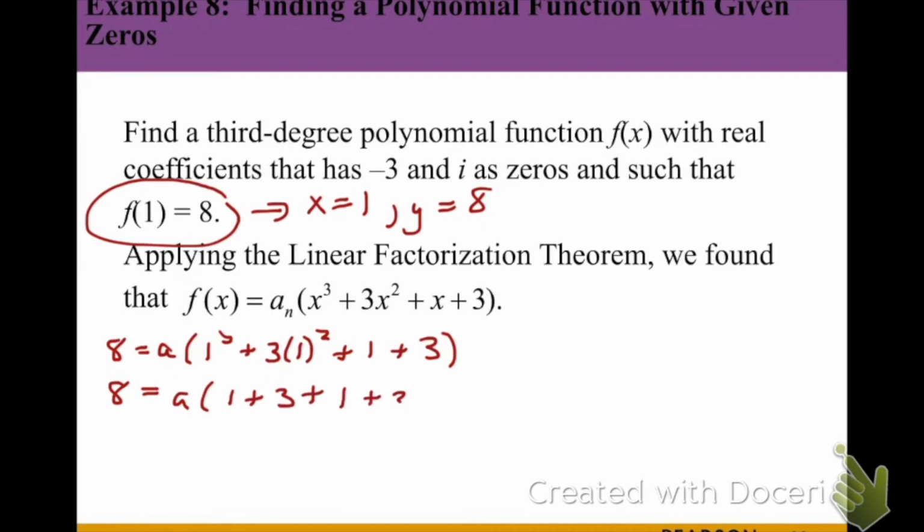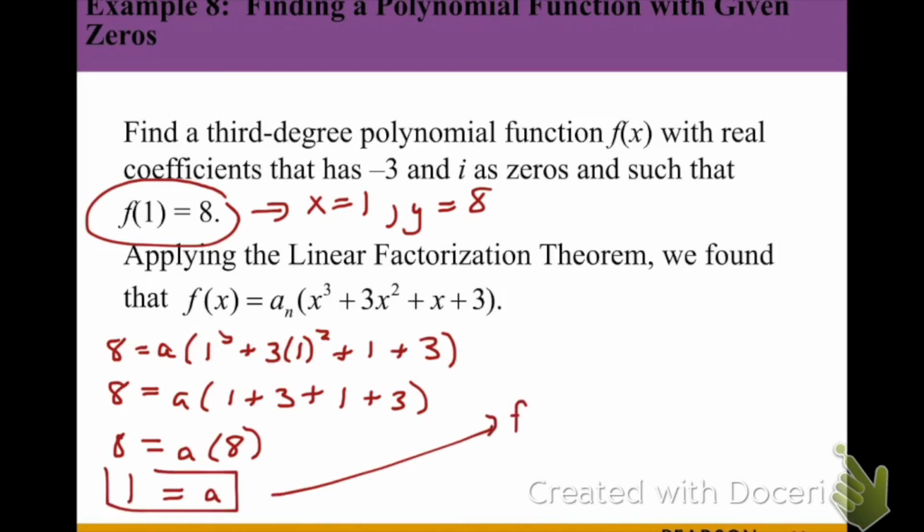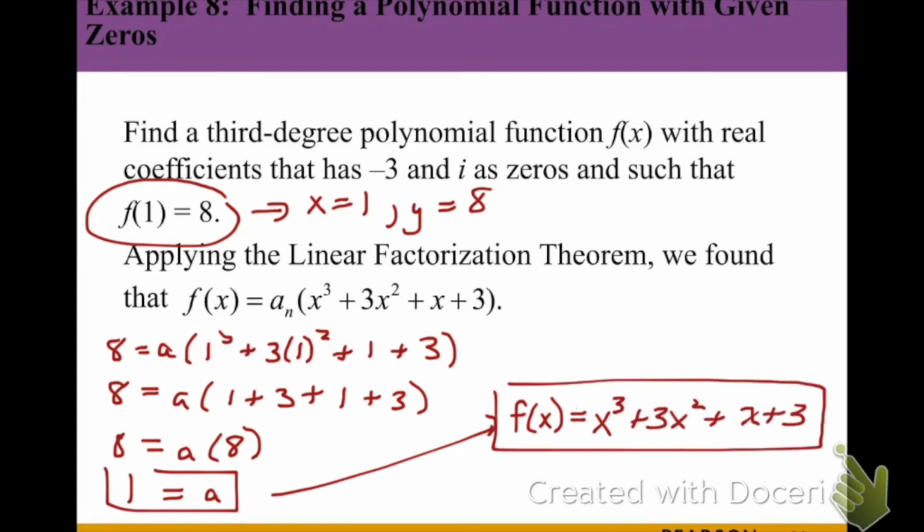So we're going to get that 1 plus 3 plus 1 plus 3, which is 8. If I divide by 8, that means a is equal to 1. So our third degree polynomial function that has all this criteria is just going to be 1 times our cubic that we found before, x cubed plus 3x squared plus x plus 3.